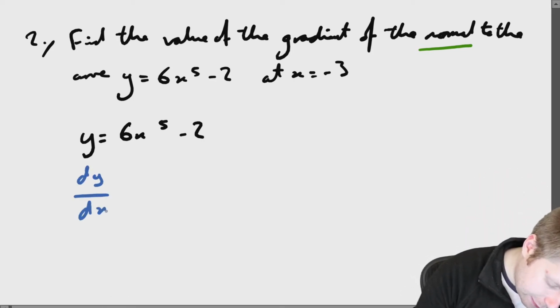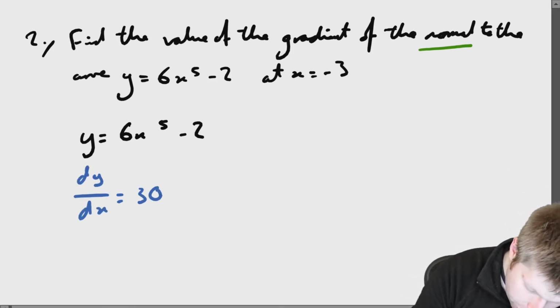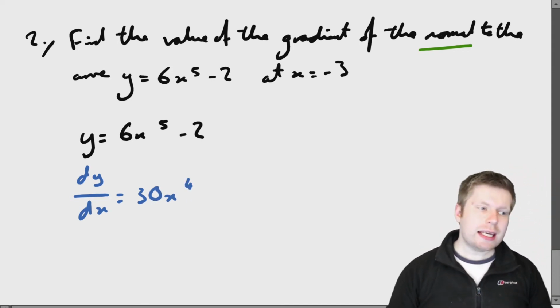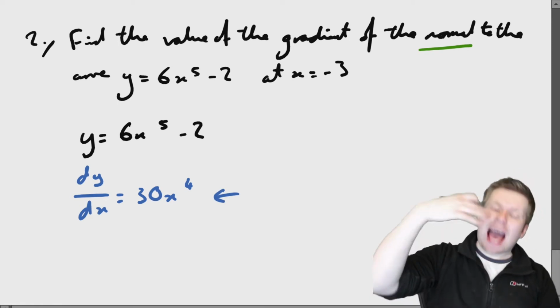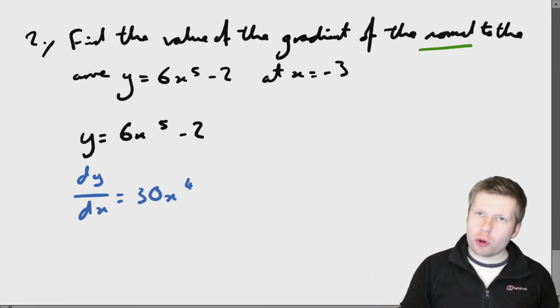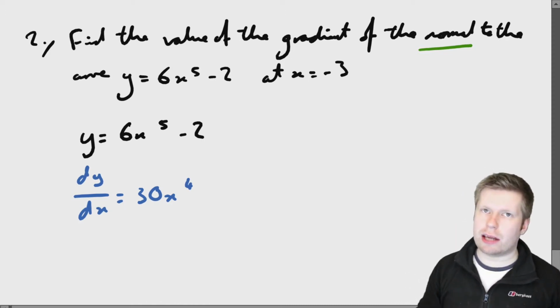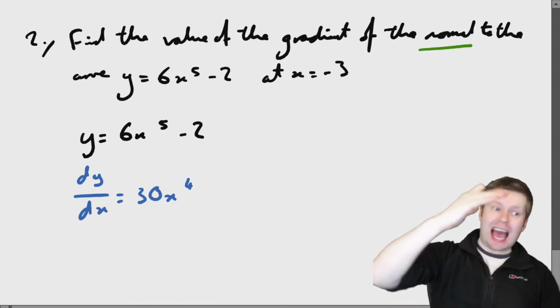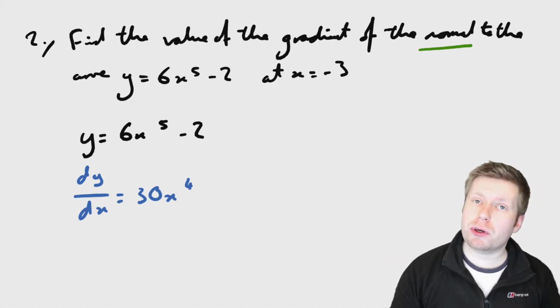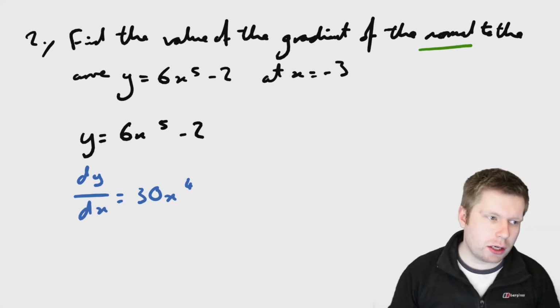So dy by dx should be equal to 30x to the power 4, and then the negative 2 will just become 0. So this here is the gradient of the tangent function. But that's okay. I want the gradient of the normal, but it's still okay to find the gradient of the tangent, because I know how the gradient of the tangent and the gradient of the normal are related to each other. They're negative reciprocals because they are perpendicular to each other.